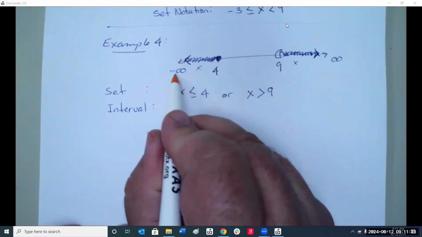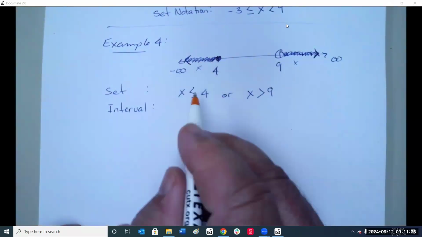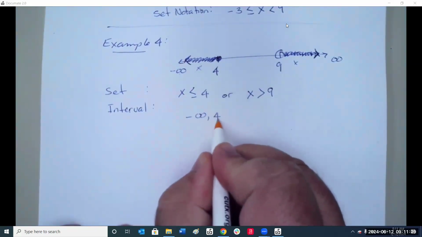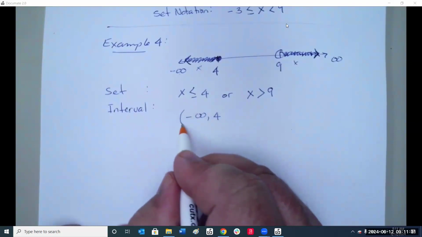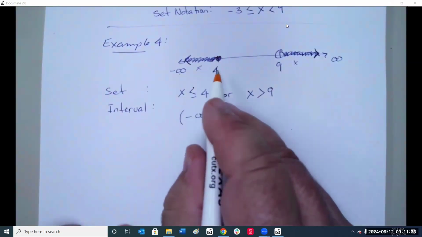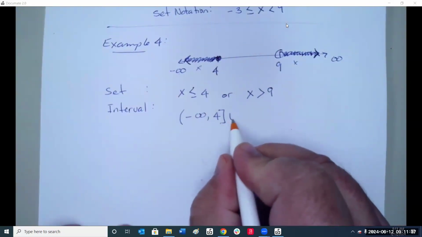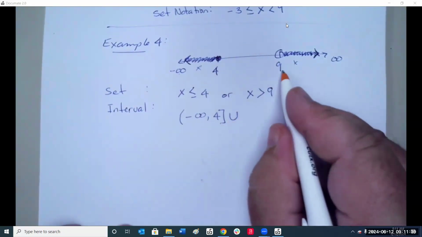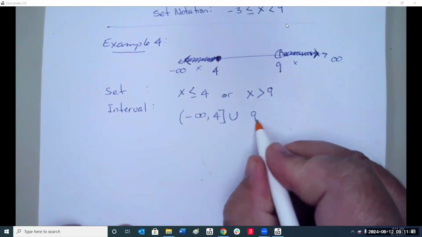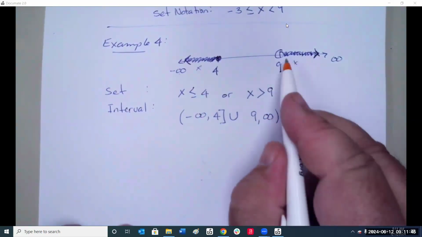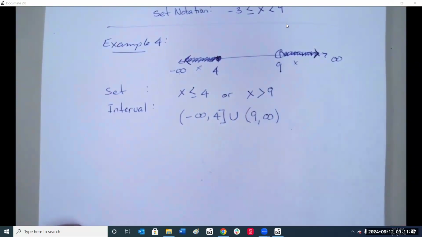The interval notation, since I'm looking for this part, goes from negative infinity to 4. Infinities are always parentheses, and that's a solid, so it's a bracket. Unioned with this interval, 9 to infinity. Since it's open, it's a parenthesis. That's all there is to it.